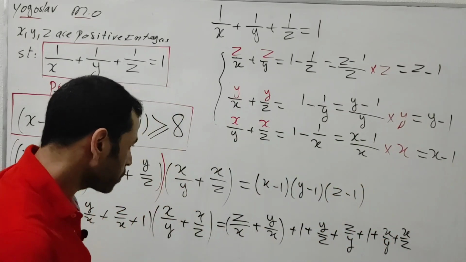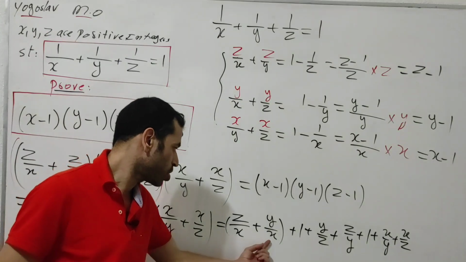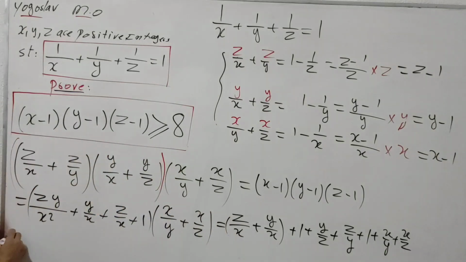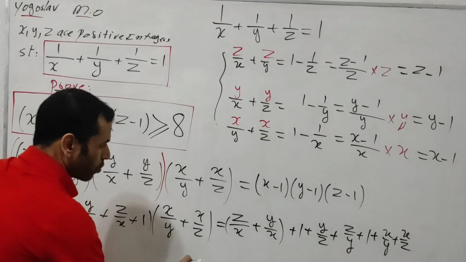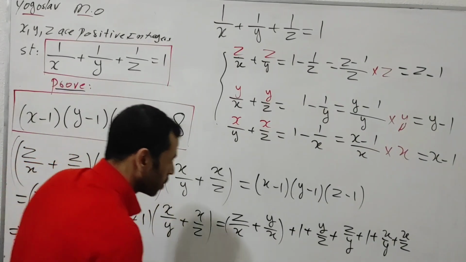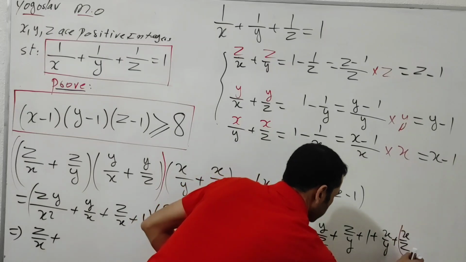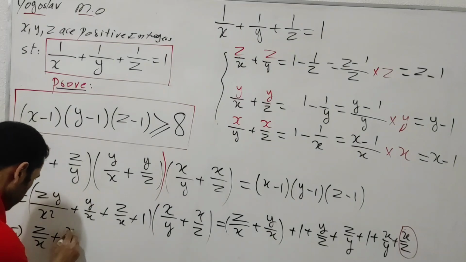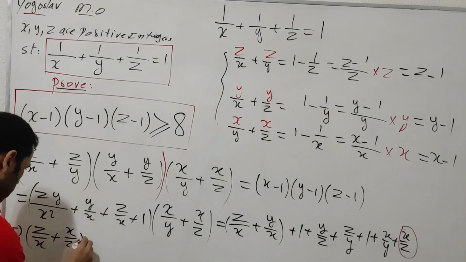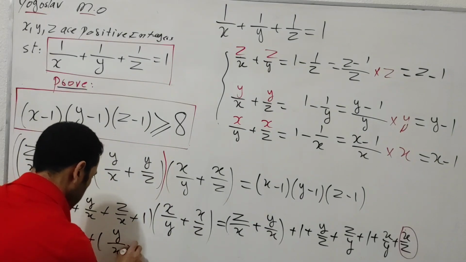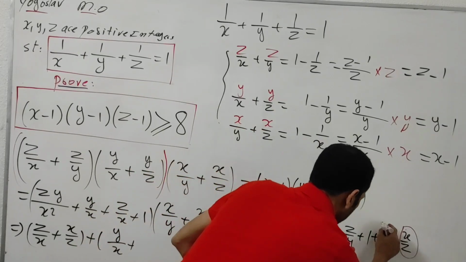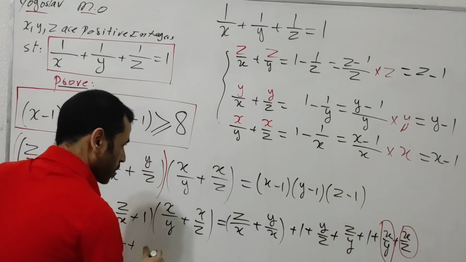Okay. I'm going to group each term with the reciprocal of this term. So for instance, in this example, I have z over x plus x over z. I'm going to look for x over z. This is x over z. I'm going to bring this one next to this one. For the next term, y over x, now I'm going to look for x over y, the reciprocal of this one. X over y, which is this one, plus x over y.